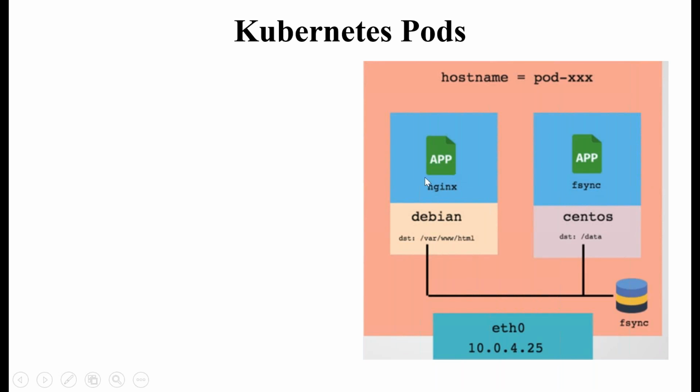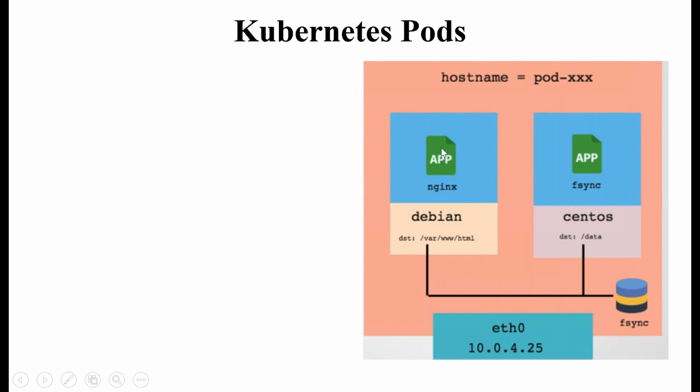So this Nginx has its own process, and this process is isolated. Compared with fsync, fsync is a different process and Nginx is a different process. But from the network and access point of view, if the pod contains two containers, those two containers have the same host name. But within the containers, the processes are different and the file system is different.